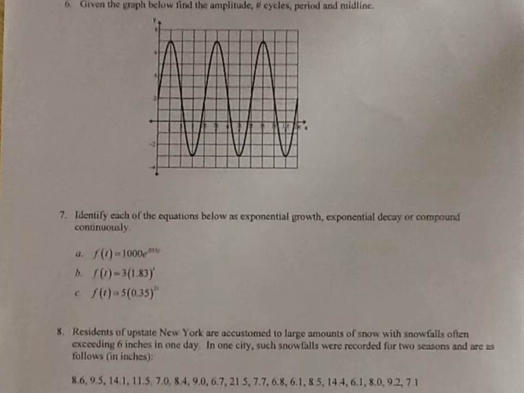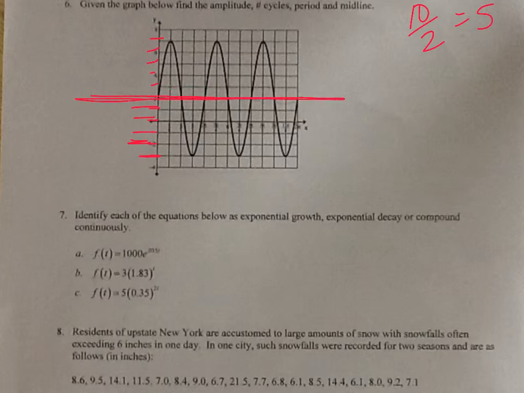So count the number of boxes you have. Starting from the min, you have 1, 2, 3, 4, 5, 6, 7, 8, 9, 10. So that's 10 units up and down. So 10 divided by 2 would be 5. So that means I need 5 up and 5 down. So let's count 5, starting at the min. 1, 2, 3, 4, 5. So here would be my midline, right here.